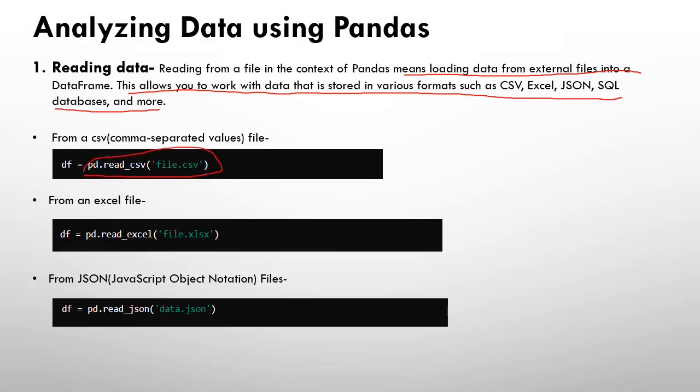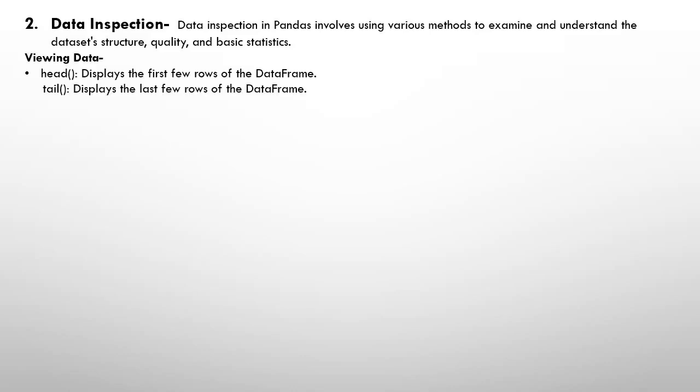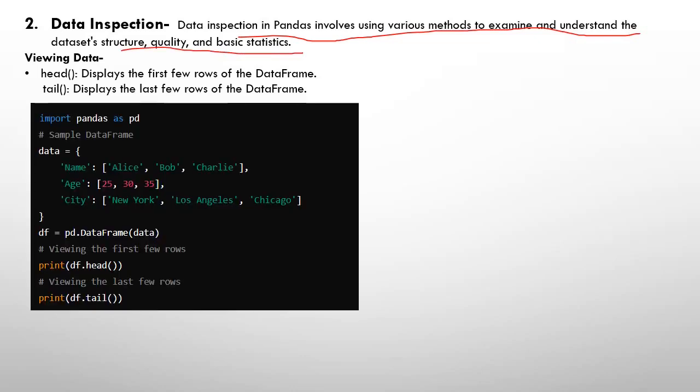Similarly, for an Excel file, we use pd.read_excel, and inside the brackets, we need to write the file name along with its extension. Similarly, for a JavaScript Object Notation file, we use the function pd.read_json. Data inspection. Data inspection in Pandas involves using various methods to examine and understand the dataset structure, quality, and basic statistics. Viewing data. The function head displays the first few rows of the data frame and the tail function displays the last few rows of the data frame.